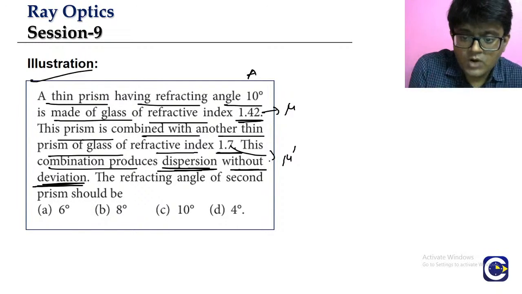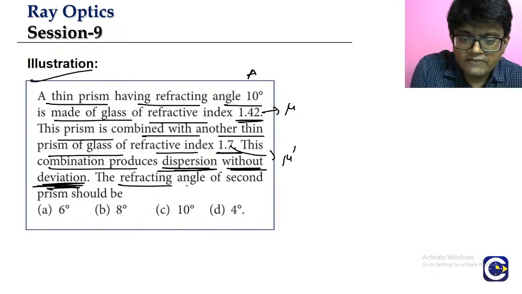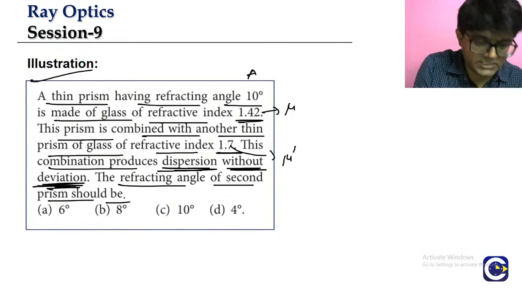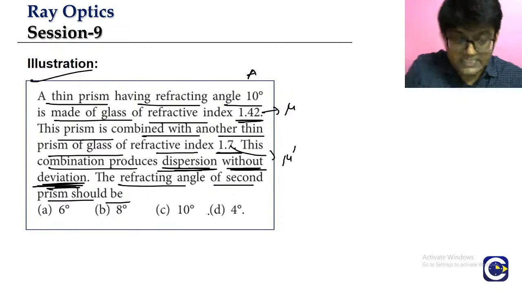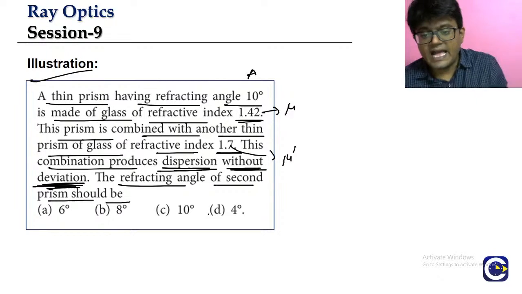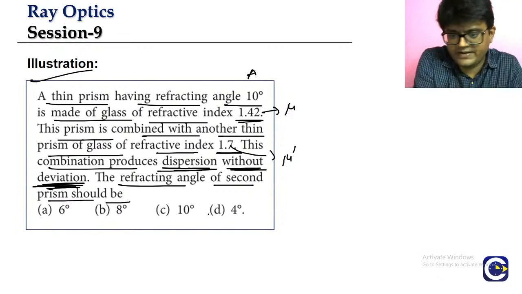So we have to focus on what? Without deviation means the mean deviation is 0. The refracting angle of the second prism should be how much? What we are supposed to find here is the refracting angle of the second prism. It's a straight formula, right? Already we have derived it.